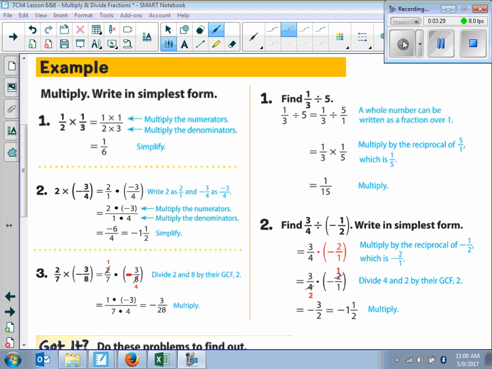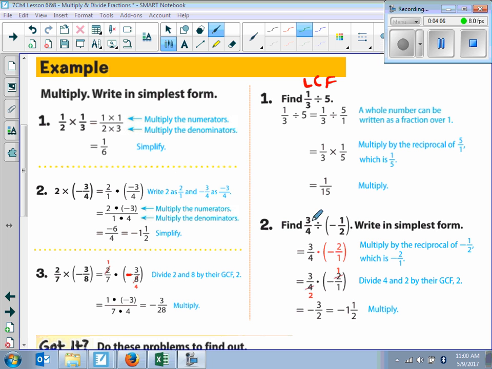Okay? Now, with dividing, this is example 1 and 2 for dividing, you're going to leave it, change it, flip it. Okay? So the first fraction stays the same. We can go ahead and put this over 1, right? So the division becomes multiplication. And then the reciprocal of 5/1 is 1/5. Very good. So then you can multiply straight across and you end up with 1/15.